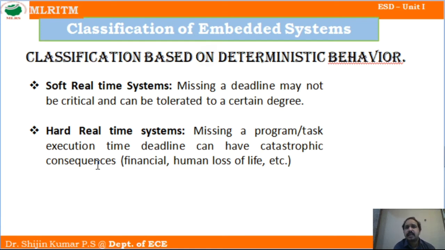But in a hard real-time system, missing a deadline will cause catastrophic consequences. For example, financial. As you know, an ATM is an embedded system, right? Automatic teller machine, where we get the money. What is the function of an ATM? We insert our card, then we type, then money is dispensed. Automatically the balance will reduce.